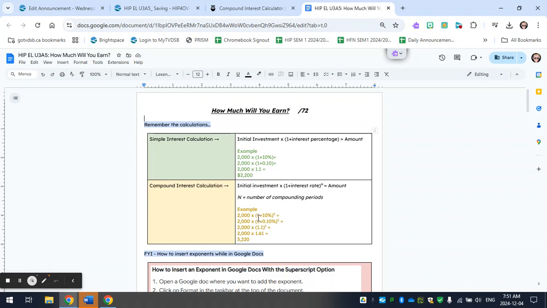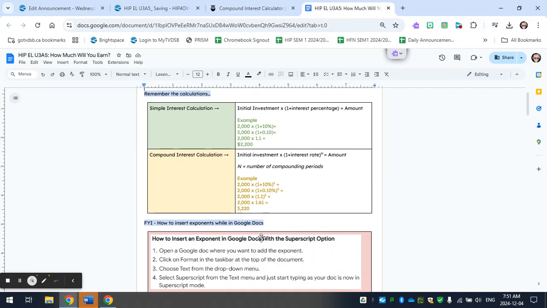Breaking it down into compound interest, we have it to the power of n, which means the number of compound periods. So how many times will that amount compound over a block of time? So we break down the same starting amount. Look, we add up more.